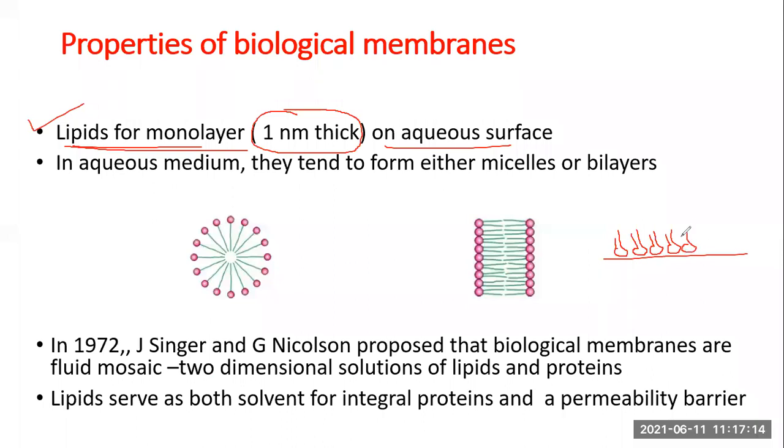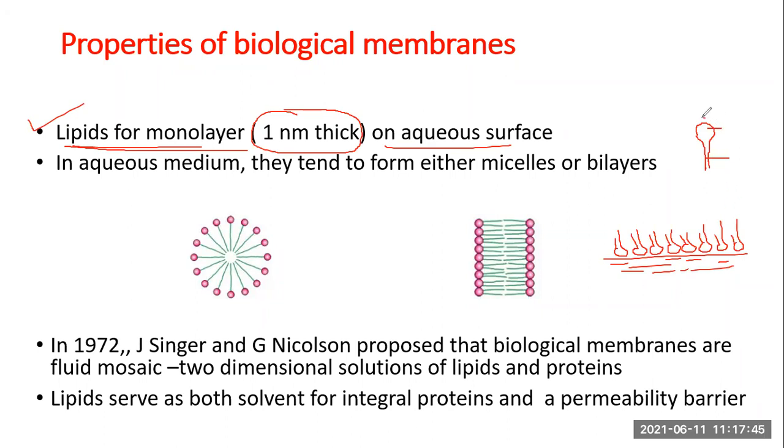One molecule thick layer. So this is the lipid monolayer. This is the aqueous surface, right? And you can see now how they are oriented. They are oriented in this way. This is the typical way we represent a lipid. This is the polar head, and these are the hydrophobic tail.